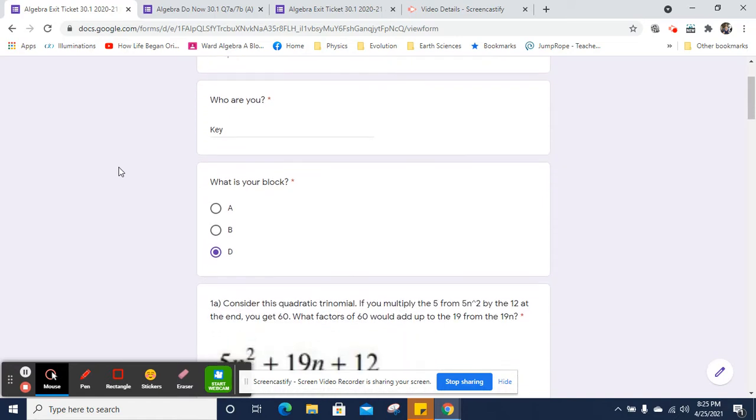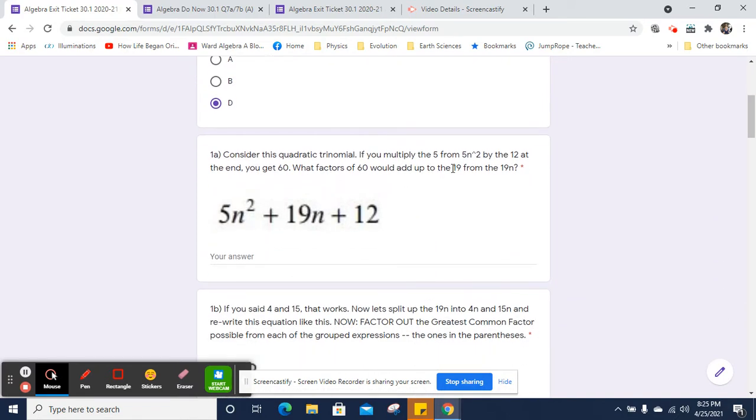So let's take a look at what we've got. We've got this trinomial here, 5n squared plus 19n plus 12. If we take the 5 and the 12 and multiply them together, we get 60. So the question is, what factors of 60 would add up to the 19 from the 19n? Because that's going to help us figure out how to factor this.